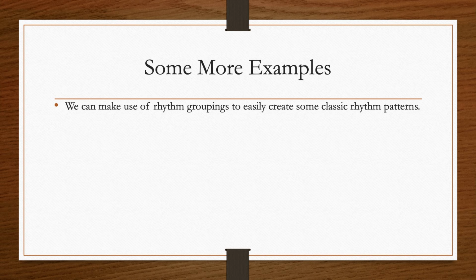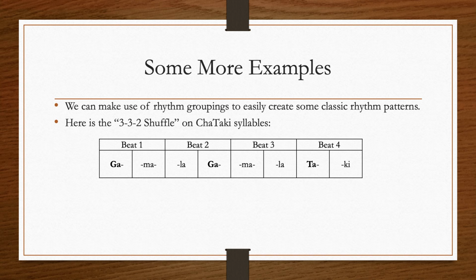Here's some more examples. We can make use of rhythm groupings to easily create some classic rhythm patterns. So here is the 3-3-2 shuffle on our cha-taki syllables. And I'm going to emphasize the bolded syllables below. Gamala, gamala, taki, gamala, gamala, taki, gamala, gamala, taki, gamala, gamala, taki. So again, notice that each syllable gets an equal amount of space.